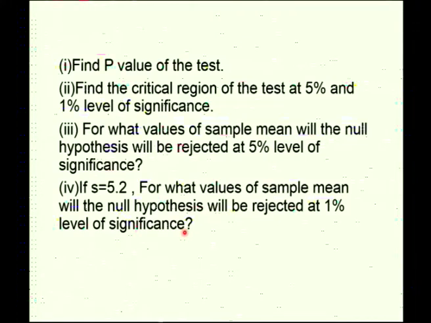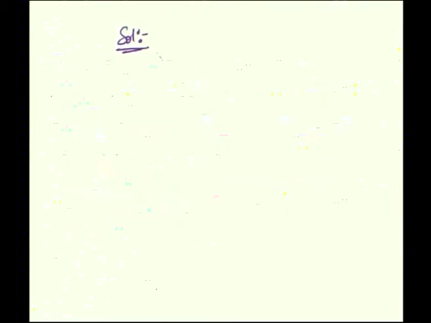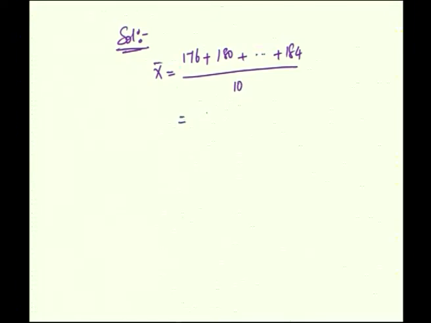First of all, we have to compute x bar and s value. X bar is all the 10 values added together, 176, 180 plus etc. up to 184, and divided by 10. The total comes to 1805, divided by 10 is equal to 180.5. So, x bar is equal to 180.5.